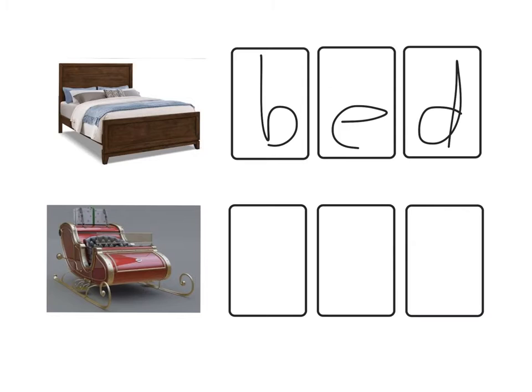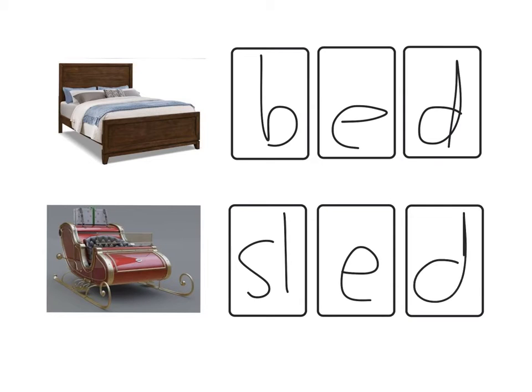What if I wanted to write the word sled? Sled. There are 3 sounds in the word sled. Sl, E, D. Even though there are 4 letters, there are only 3 sounds because the first sound is a blend, sl.